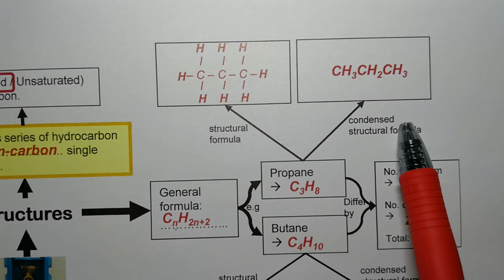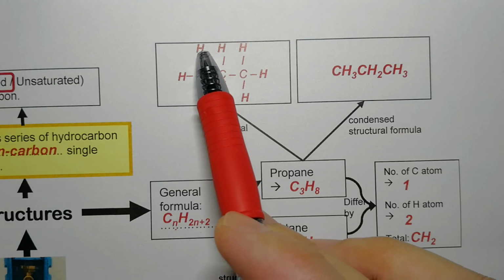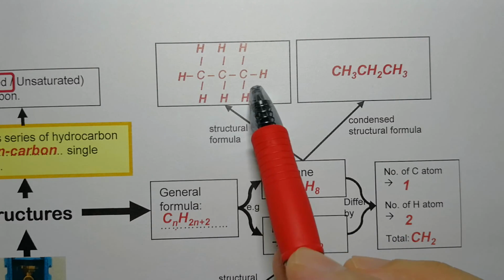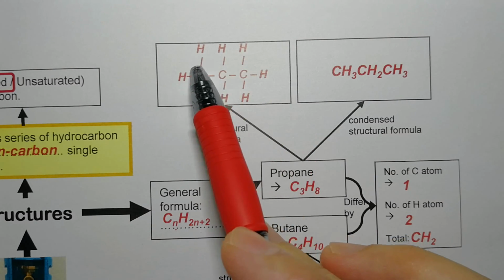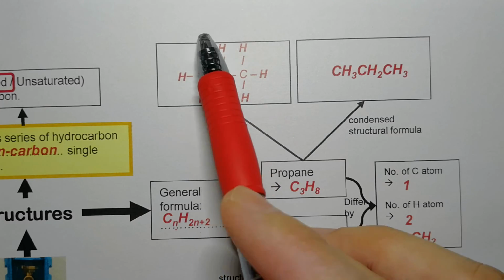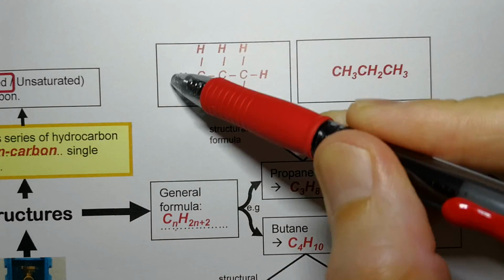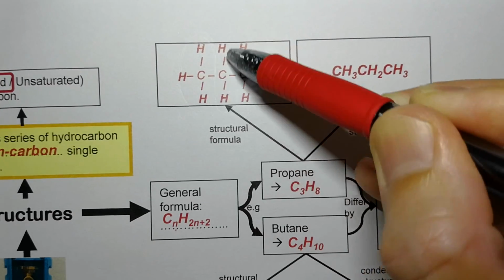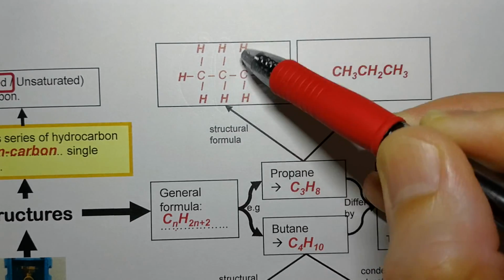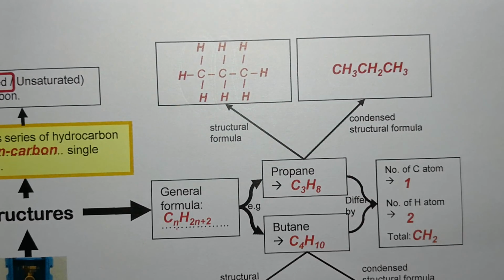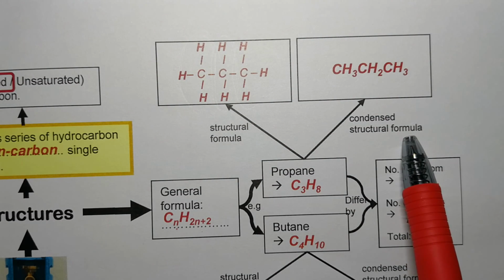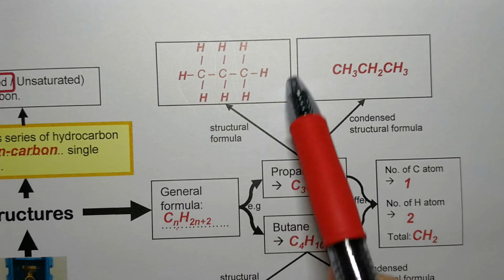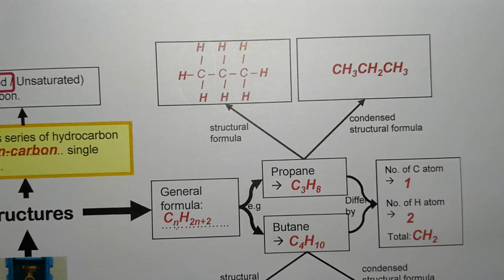Condensed structural formula basically means that I collapse all these hydrogen atoms. I remove all the lines. So this part here would be CH3, and then the middle section CH2, CH2, and then this part CH3. So the condensed structural formula is obtained by collapsing the structural formula.